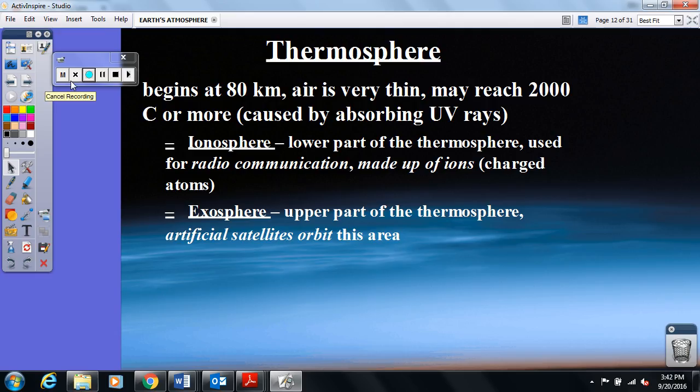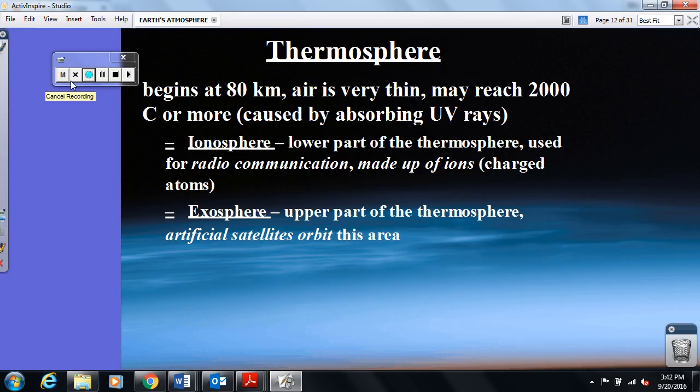The thermosphere is subdivided. The lower part of the thermosphere is the ionosphere. This is where radio communication happens. It's like where the TV satellites would sort of be hanging out. It's where you're going to find the aurora borealis, which are made up of ions, which are just charged particles like a proton or an electron.